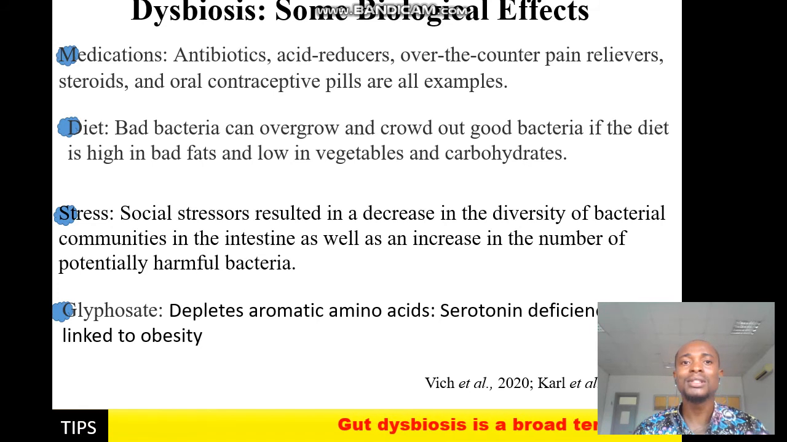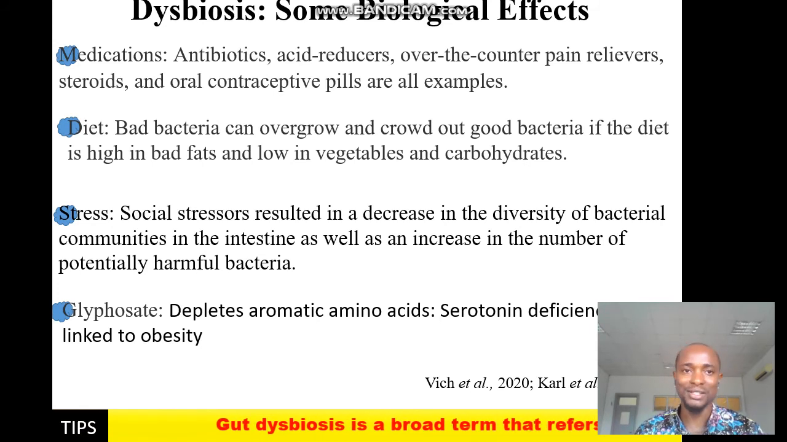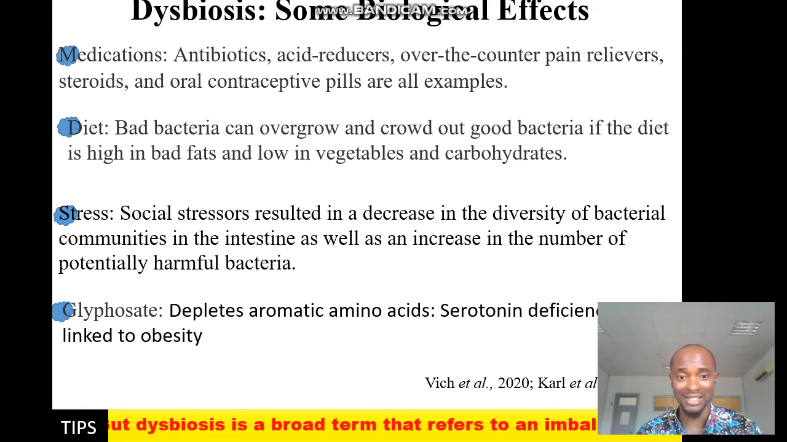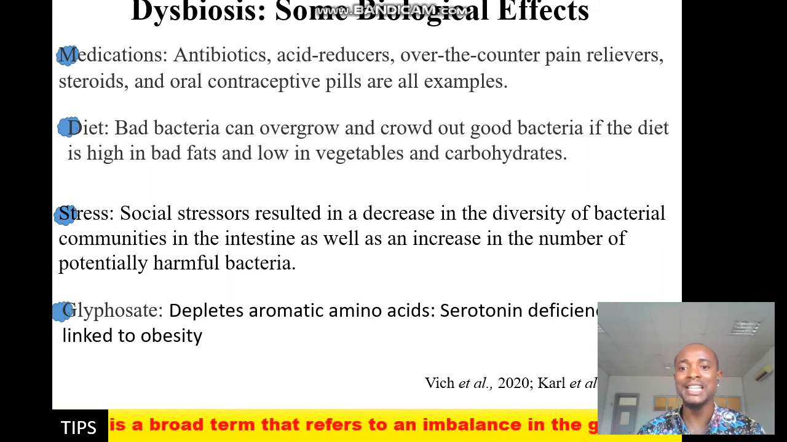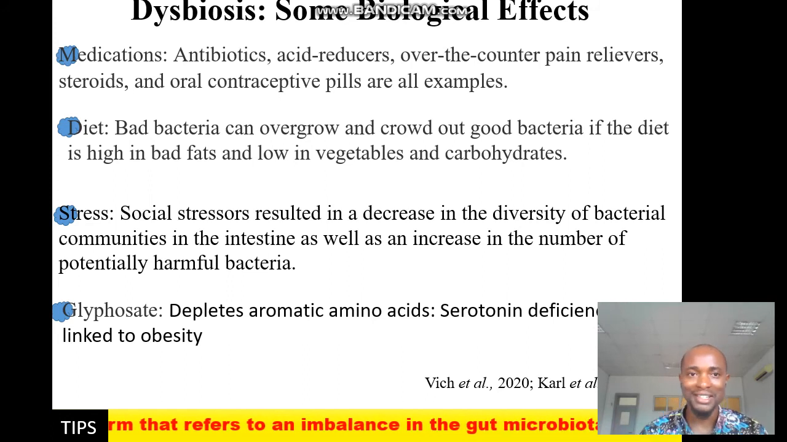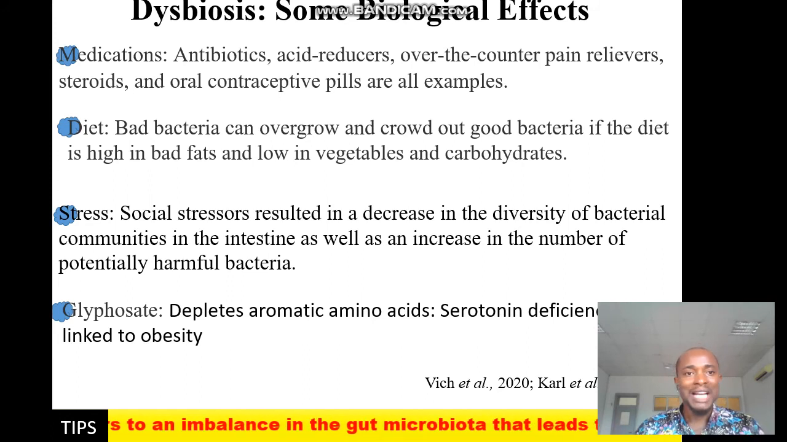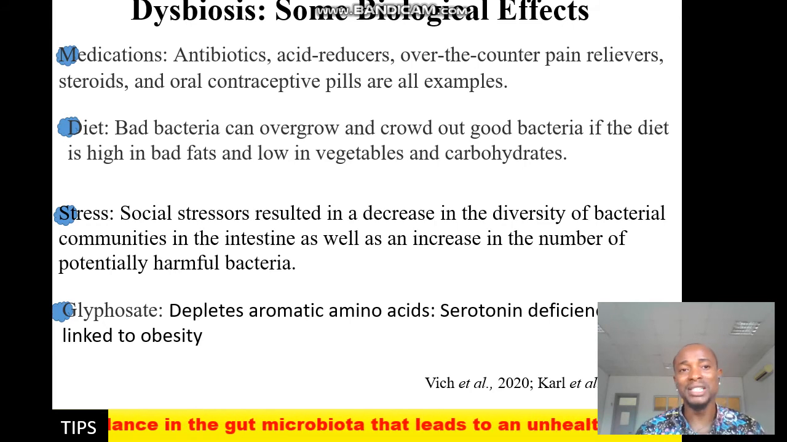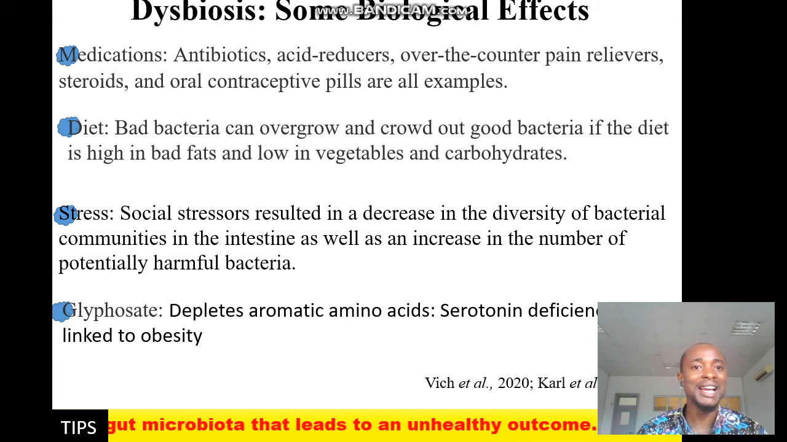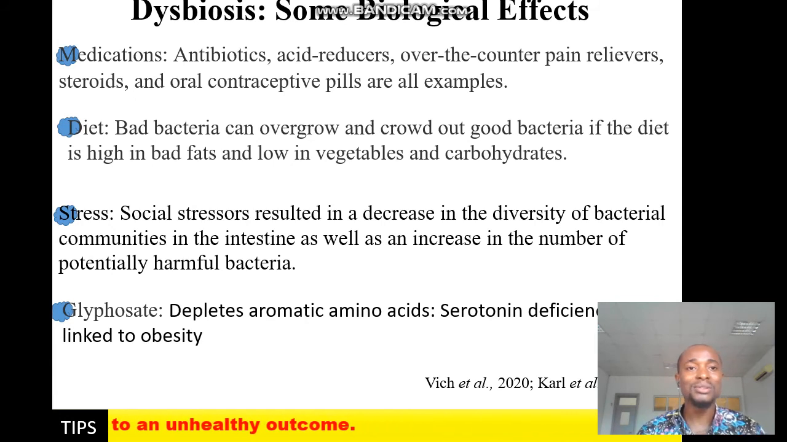Now, what are some biological effects of dysbiosis? Dysbiosis essentially is the imbalance in the gut microbiota that leads to what? An unhealthy state. When you take a lot of medications, when your diet is very high in bad fats and low in vegetables and carbohydrates, you tend to have dysbiosis, which tends to be dysfunctional. When you are under constant stress, you tend to disturb your gut microbiome.